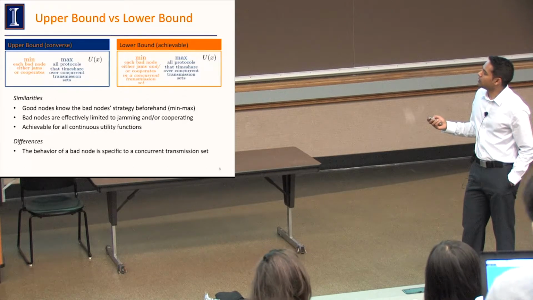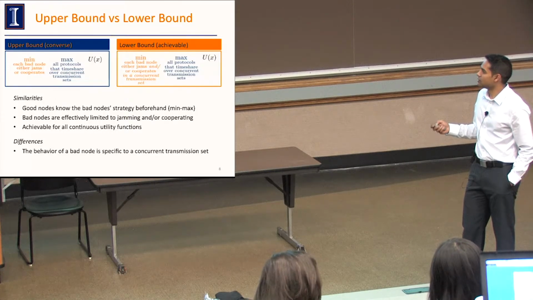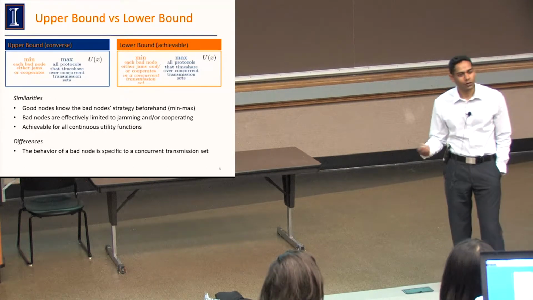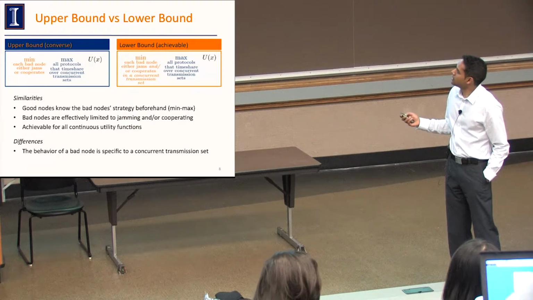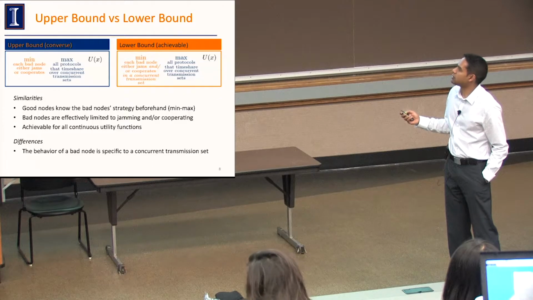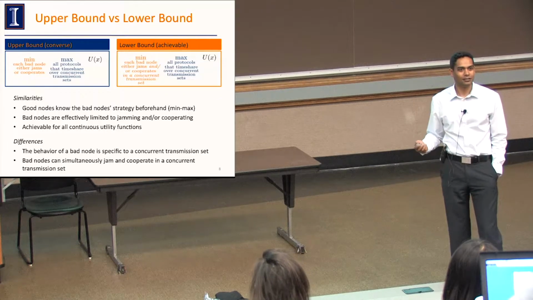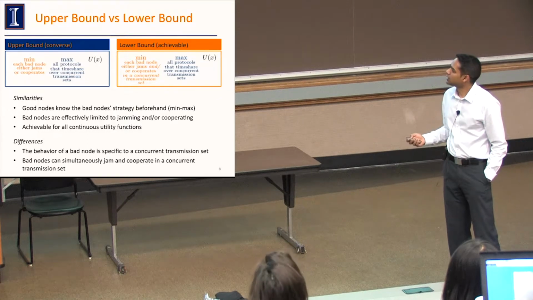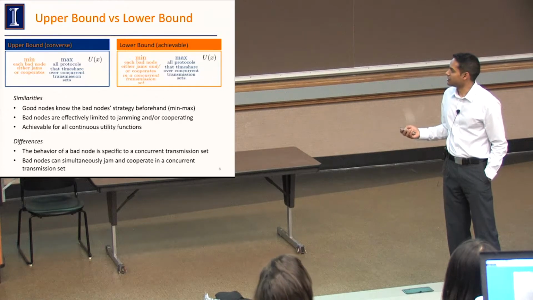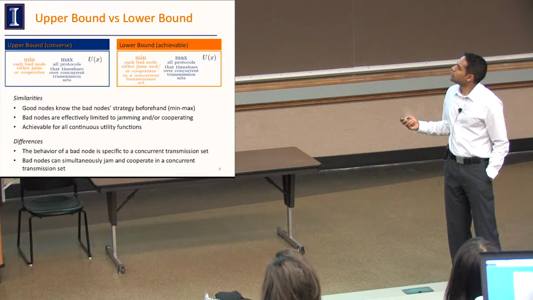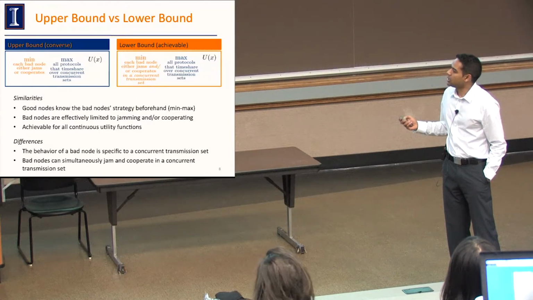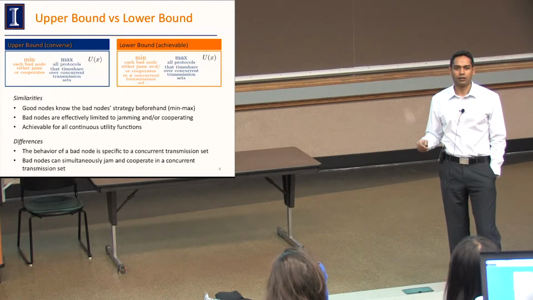Also, all of the actions of the bad nodes are basically limited to jamming or cooperating with the protocol. This result applies for all continuous utility functions. But there are some differences. As I mentioned before, the behavior of the bad node is specific to a concurrent transmission set.